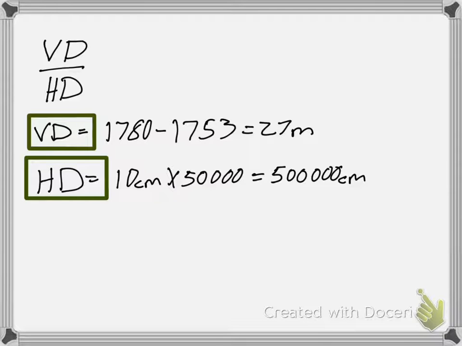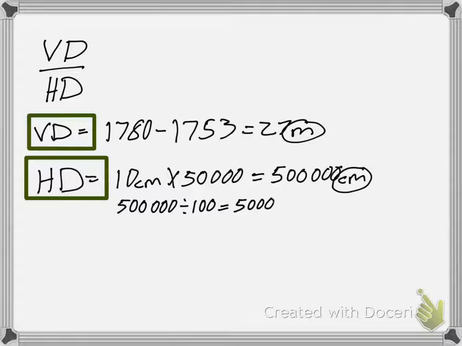Okay, so what do we do now? We need to get this in the same unit. So there we have meters, here we have centimeters. Okay, so what do we do to get centimeters to meters? To convert that, we of course divide by 100. So 500,000 divided by 100 is going to give you 5,000 meters.